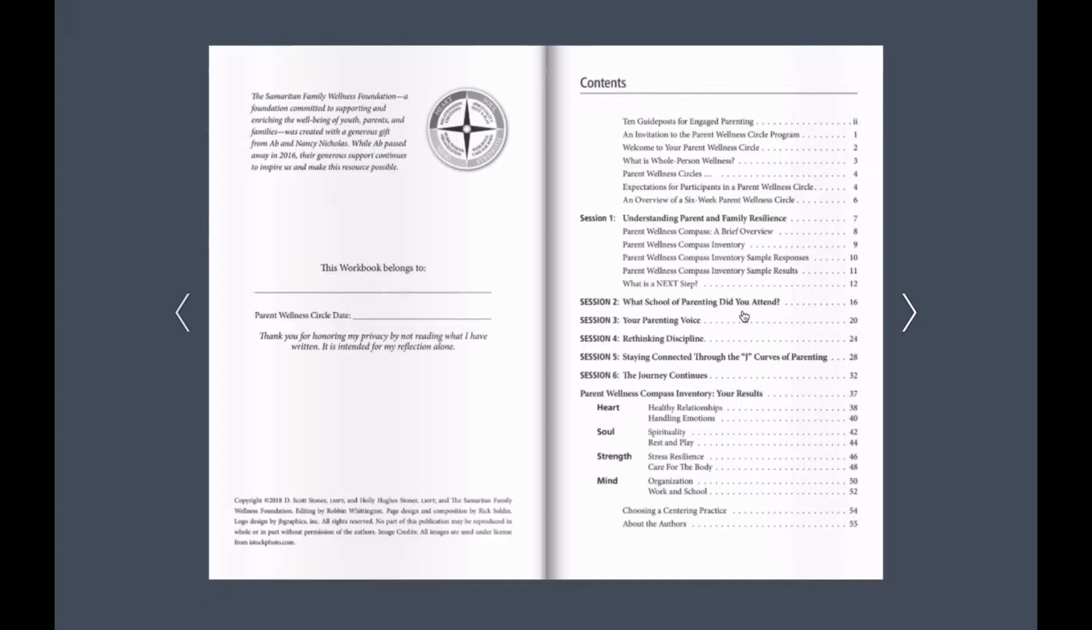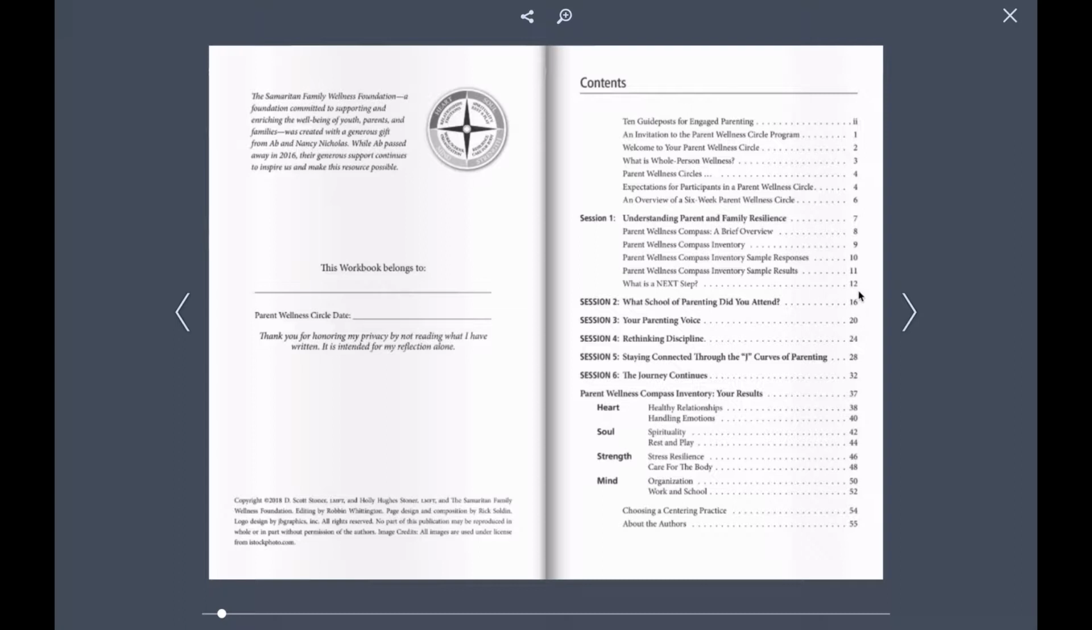Up in the top corner, you'll see a little mention of the Samaritan Family Wellness Foundation, which is underwritten by a very generous gift from Ab and Nancy Nicholas here in Milwaukee, Wisconsin. You may want to mention that. You may not. It's up to you.